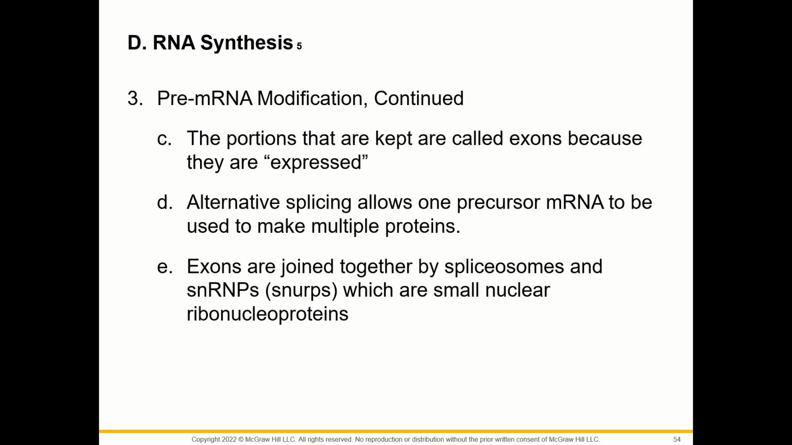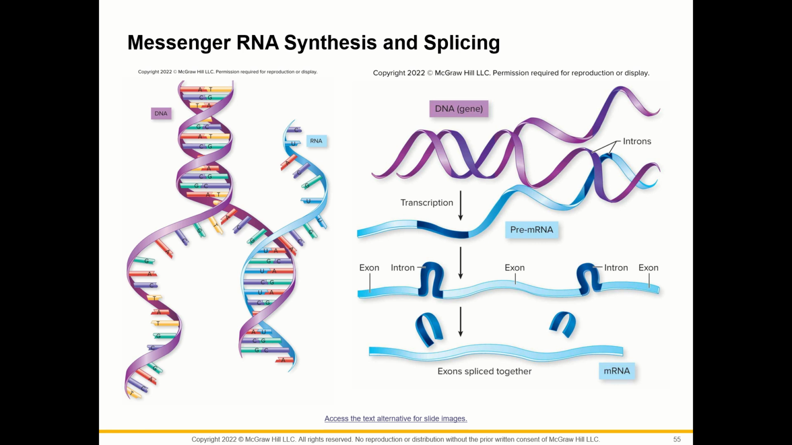Exons are joined together by spliceosomes and snRNPs, which are small nuclear ribonucleoproteins. Figure 3.16 shows RNA synthesis via the process of transcription. So you can see we're building the single-stranded RNA off of the DNA. And I know that's the RNA right away simply because it has uracil rather than thymine. So the uracil will bond to the adenine. Guanine binds to cytosine. We see a uracil going to bond to the adenine. Cytosine to the guanine.